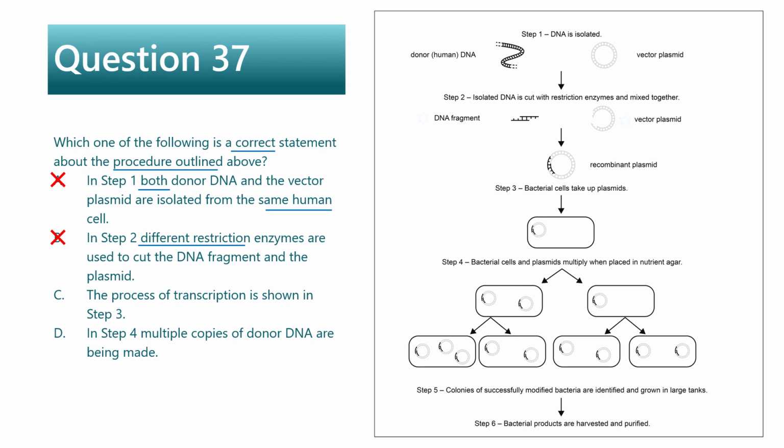C is incorrect. Step 3 illustrates bacterial transformation, plasmid uptake, not transcription, RNA synthesis from DNA. D is correct. In step 4, as the bacterial cells divide by binary fission, the recombinant plasmids containing the donor DNA also replicate. This process creates multiple copies of the donor DNA, gene cloning. The correct answer is D.